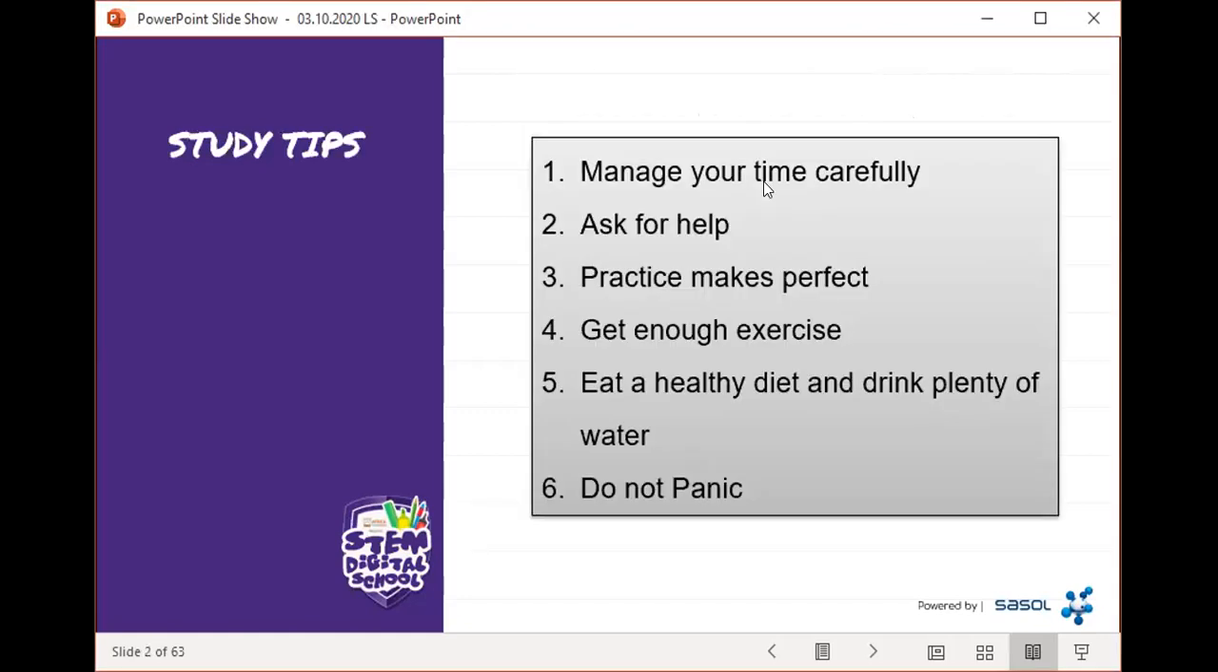Just a few study tips, guys. Time management is very important. Do ask for help where you are struggling, and practice. Do past papers, do activities in your textbook, get enough exercise, eat a healthy diet, and drink plenty of water. And most importantly, do not panic, especially on the day of the examination.